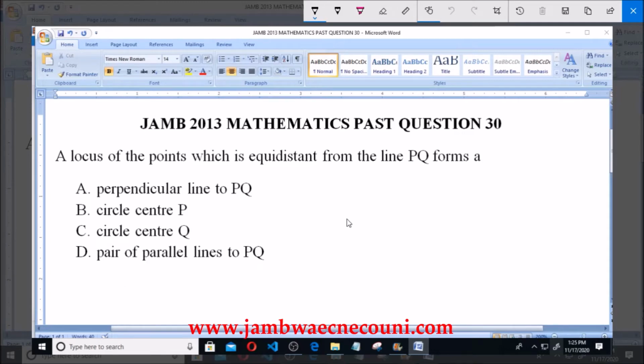Now let's say for instance we have a straight line PQ. Now the locus of this line from the center of this line PQ will be equidistant from P and also equidistant from Q, and that locus is a perpendicular line.